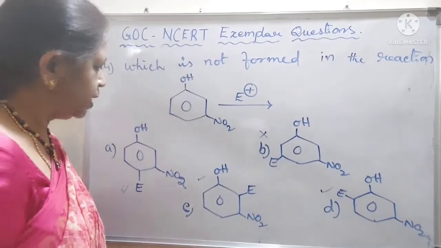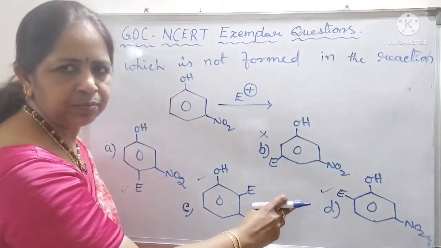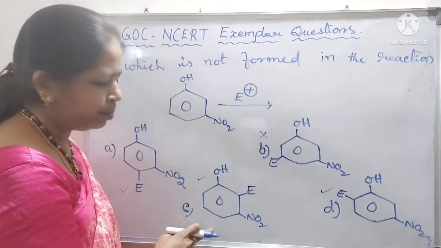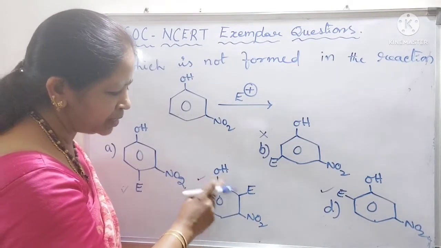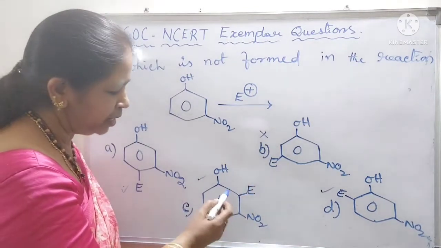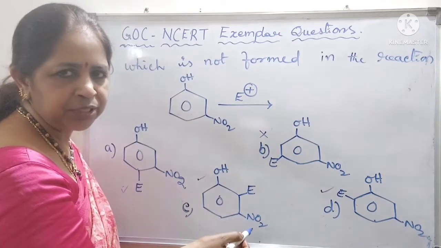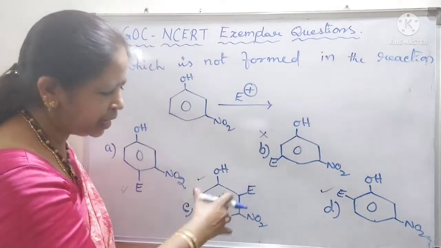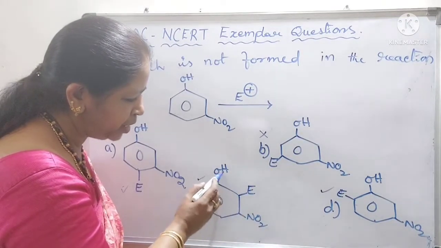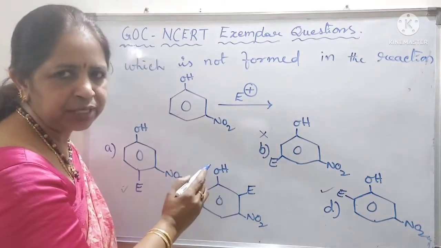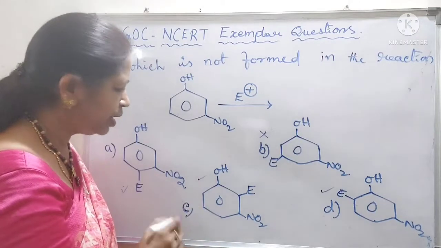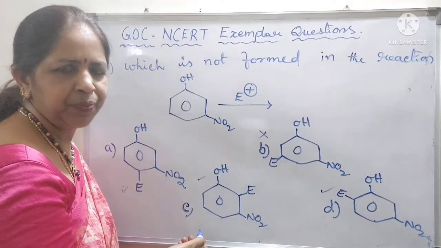And also theoretically these three are possible, but practically this C is not possible because two bulky groups are present, and if the third electrophile wants to be substituted in between these two substituents, it is quite difficult. Due to steric hindrance, the third electrophile cannot come and occupy the position in between these two substituents. So practically this is not possible, but theoretically it is possible. Okay students.